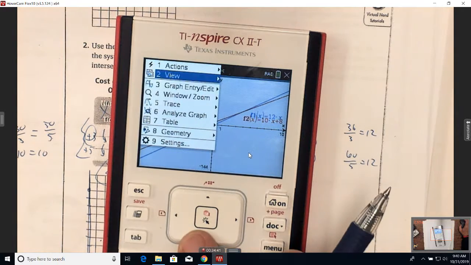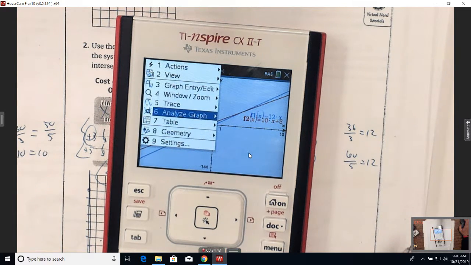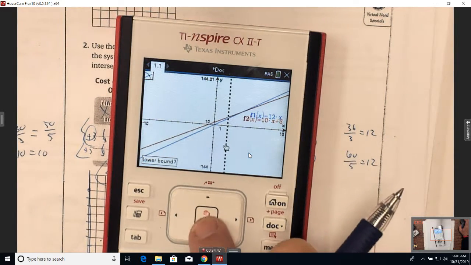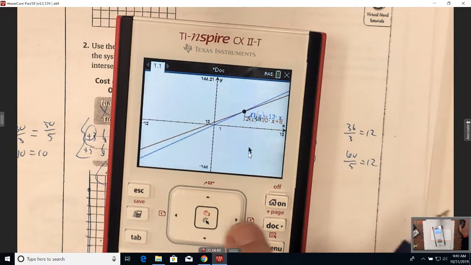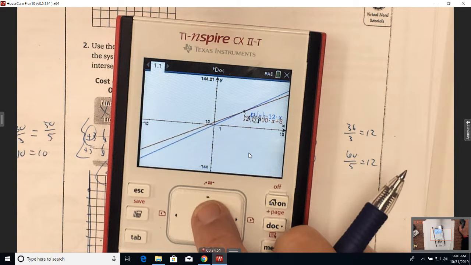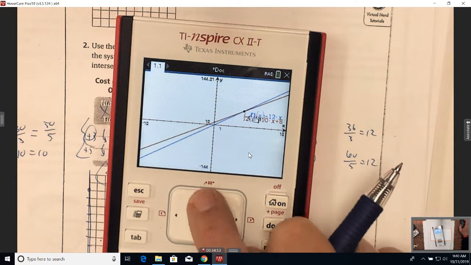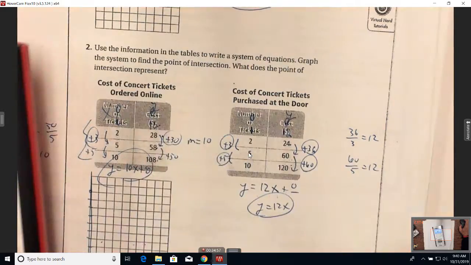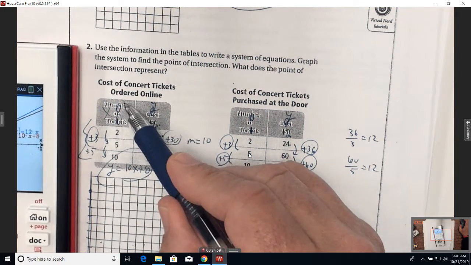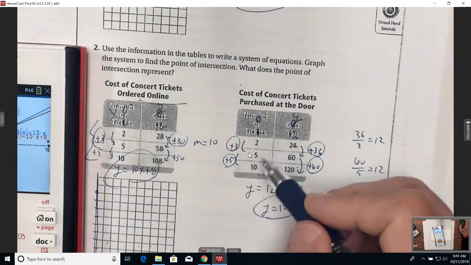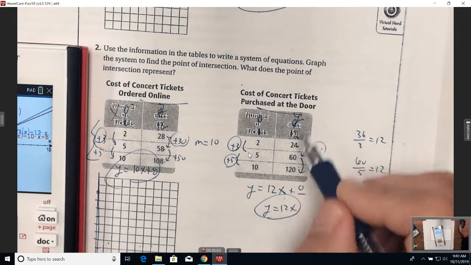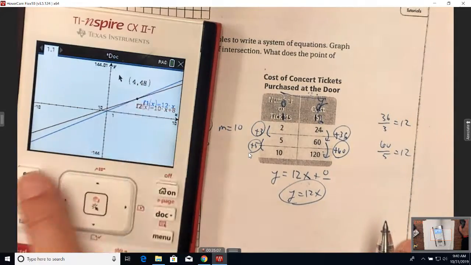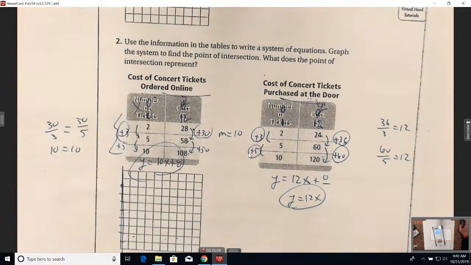Go to Menu, Analyze Graph, find the intersection. Move that to the left of the intersection, to the right of the intersection. Where is that point? So what does that point mean? If you buy 4 tickets, if you're ordering online, and 4 tickets when you purchase at the door, the cost would both be how much? $48.